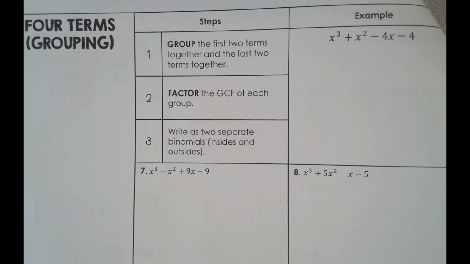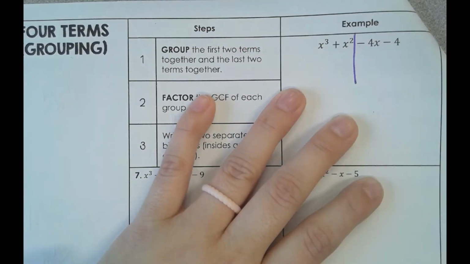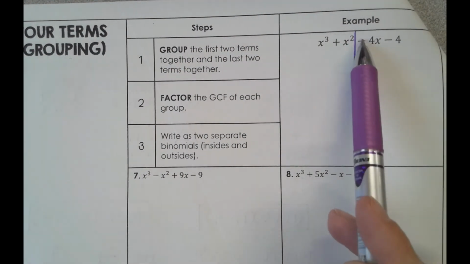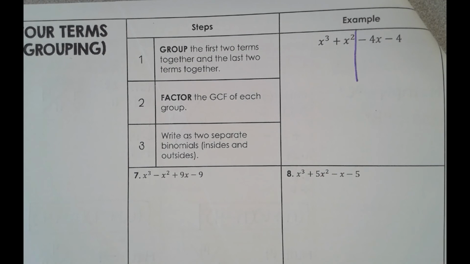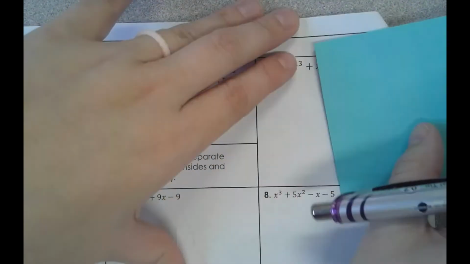Step 1 says to group the first 2 terms and the last 2 terms together. So we're going to draw a line in the middle. Just kind of split it down the middle. Make sure that you don't put your line over top of that negative, or you might think it's a plus. And then we're going to look at each group separately and take out the GCF.